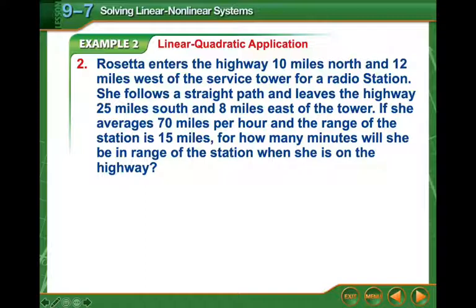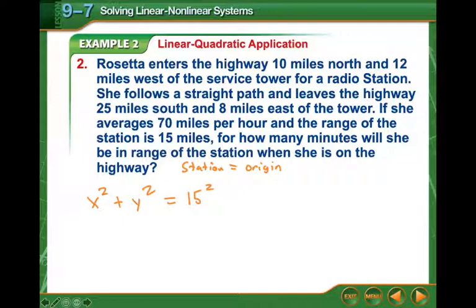It doesn't really tell us, but we're going to use the station, or the tower, as the origin. That makes our circle equation much easier. So now our circle equation is just x squared, because it's at the origin, plus y squared, again at the origin, equals our radius of 15 squared. We don't have to go any further than that. We can leave it just like that.